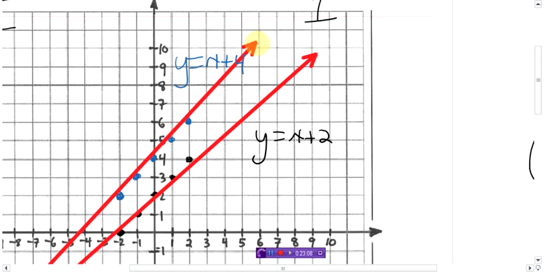Your graph probably looks better than mine, and it should look better than mine. I expect, when you show me the notes, that it looks better than this. With a ruler, with pencil, preferably. There you go. That's what that graph looks like. A little bit different than this one. Y equals x plus 2, y equals x plus 4.